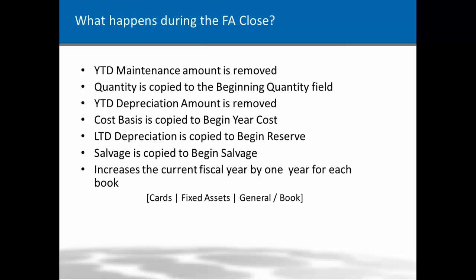So what happens here is the year-to-date maintenance amount is removed. Quantity is copied to the beginning quantity field. Year-to-date depreciation amount is removed. The cost basis is copied to the begin year cost. Life-to-date depreciation is copied to begin reserve. Salvage is copied to begin salvage. And it increases the current fiscal year by 1 year for each book. So that's under Cards, Fixed Assets, General Book.